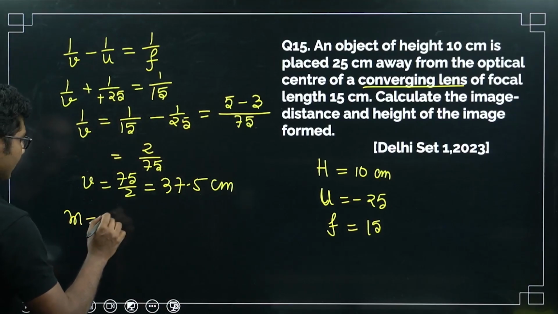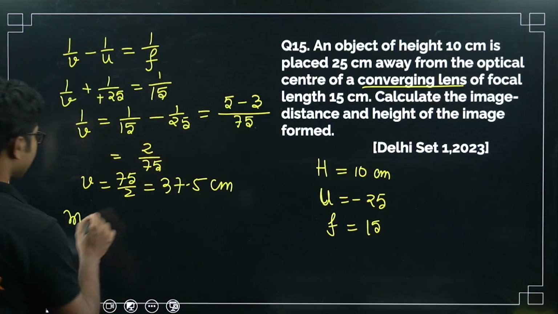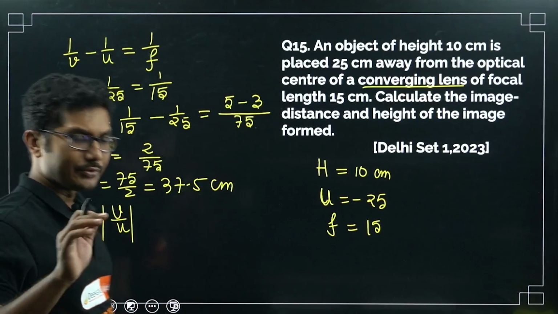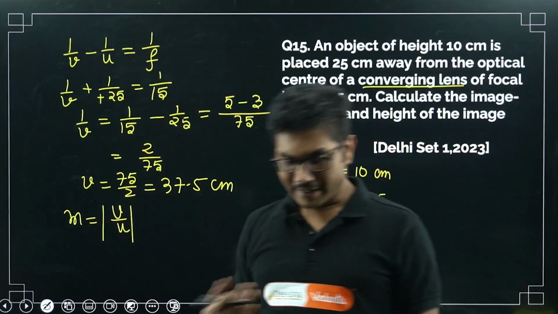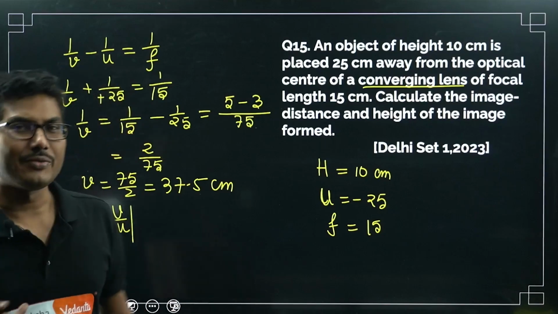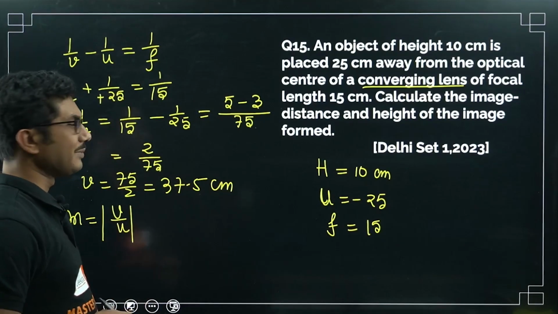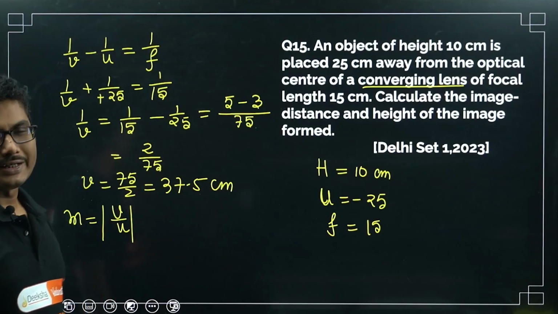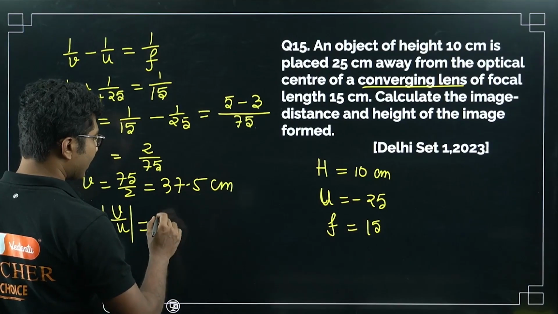Now what is the magnification in this case? Modulus of the magnification is v by u. What is the meaning of modulus? Modulus means we will not consider the sign. We are only interested in the final height of the object, not in the orientation. If you put the negative value of u, v is positive, that means the image is on the other side of the lens. It's a real image, so you'll get an inverted image, but we are not interested in that.